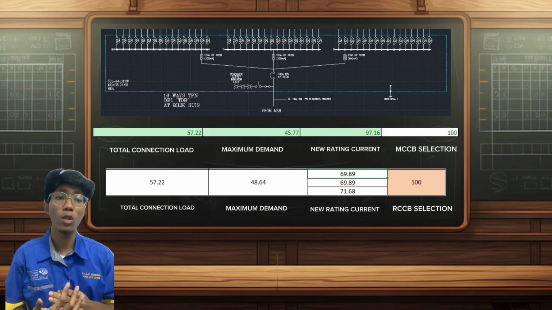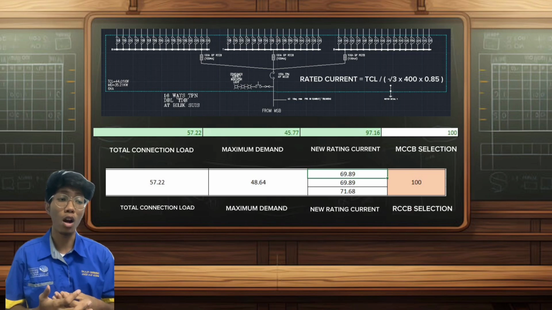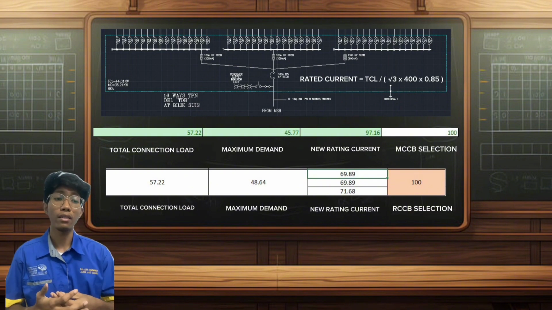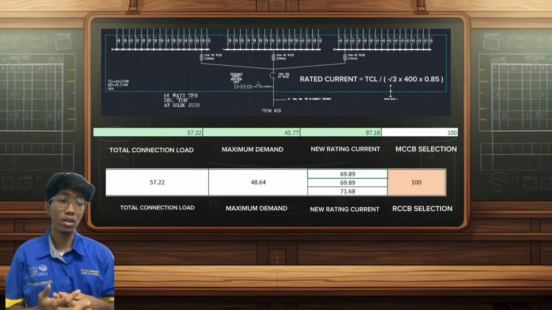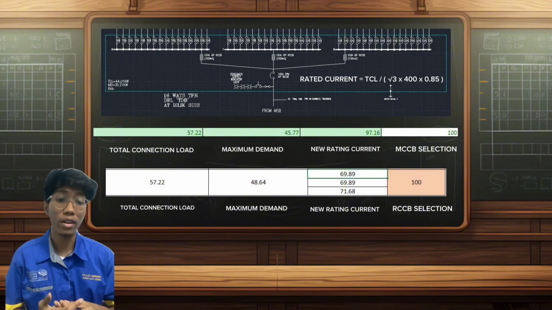For the type of DB, we use three-phase system. We look at this picture, which shows the value of MCCB and RCCB selection based on the total connected load and maximum demand value that we already calculated using several formulas and listed using Excel. We can get the value of rating current that flows through the MCCB. So from that, we can find the suitable type of MCCB which we can use for this condition is 100 ampere, while the RCCB that's suitable with the rating current is also 100 ampere.